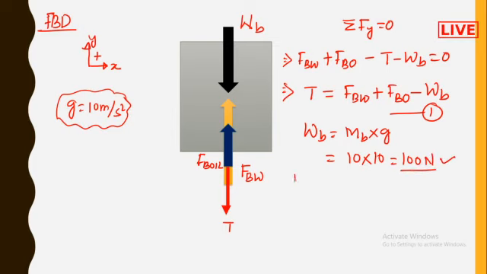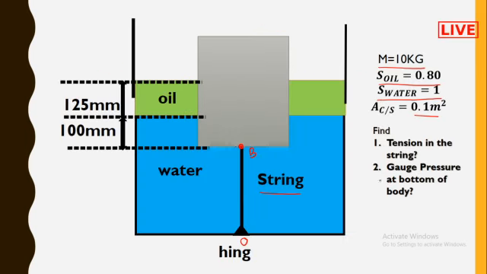Now we need to find the buoyancy force due to the water. The buoyancy force due to the water will be the density of the water into the volume of the block submerged inside the water into g. In this case, you see this is the part which has been submerged inside the water. What is this part?